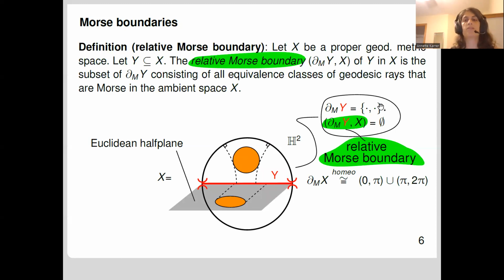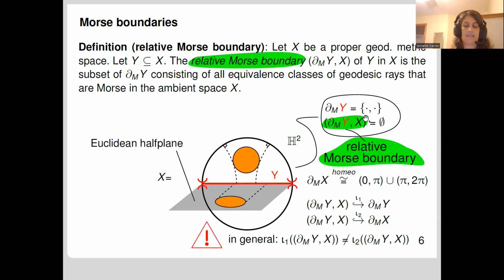So if we have a proper geodesic metric space X and Y is a subspace, then the relative Morse boundary of Y in X, where X is the ambient space, is the subset of the Morse boundary of Y consisting of all equivalence classes of geodesic rays that are Morse in the ambient space X. And here is a warning. We can equip this relative Morse boundary with two topologies, namely the subspace topology from the Morse boundary of Y or the subspace topology from the Morse boundary of X. And in general, these topologies can be distinct.